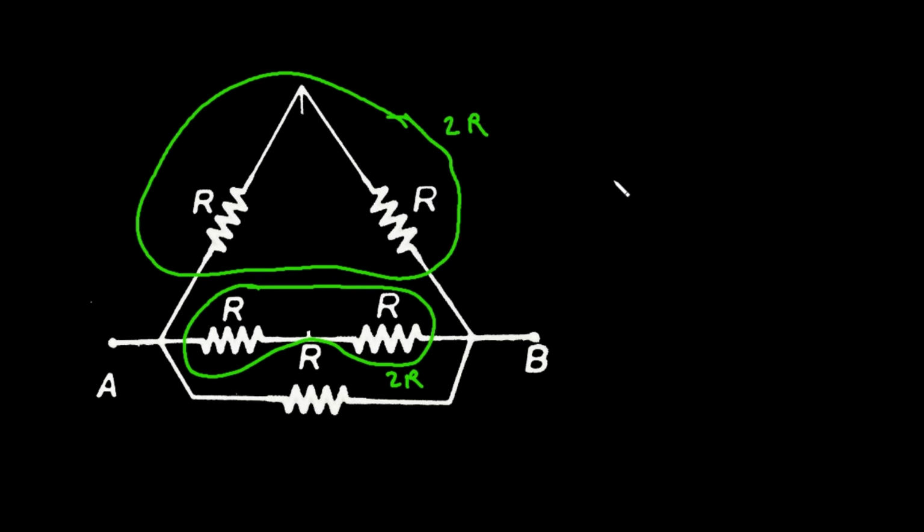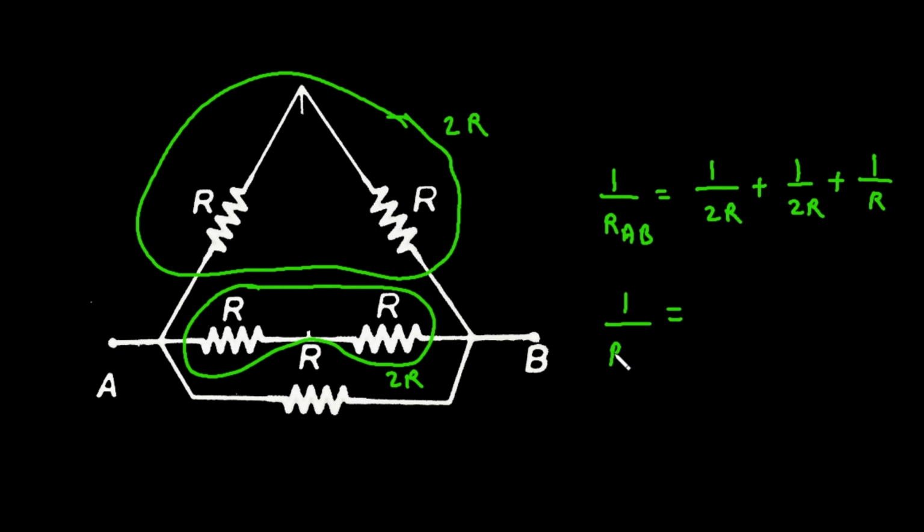So let's simplify this. It will be simply 1 upon RAB is equal to 1 upon 2R plus 1 upon 2R plus 1 upon R. So what will happen? 1 upon RAB is equal to, now this will be simply 1 by 2R plus 1 by 2R. This will be 2 divided by 2R plus 1 upon R.